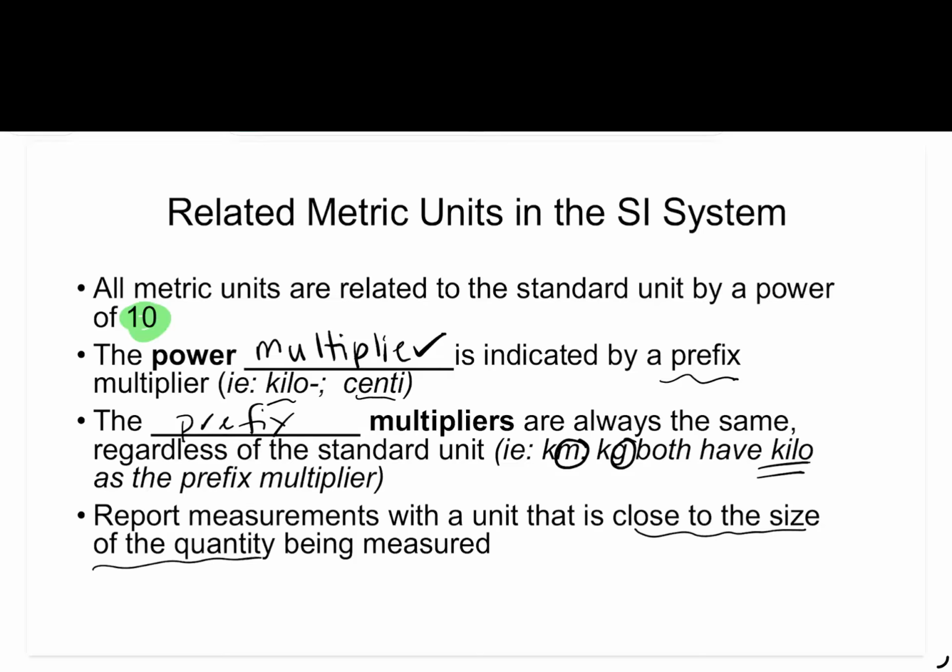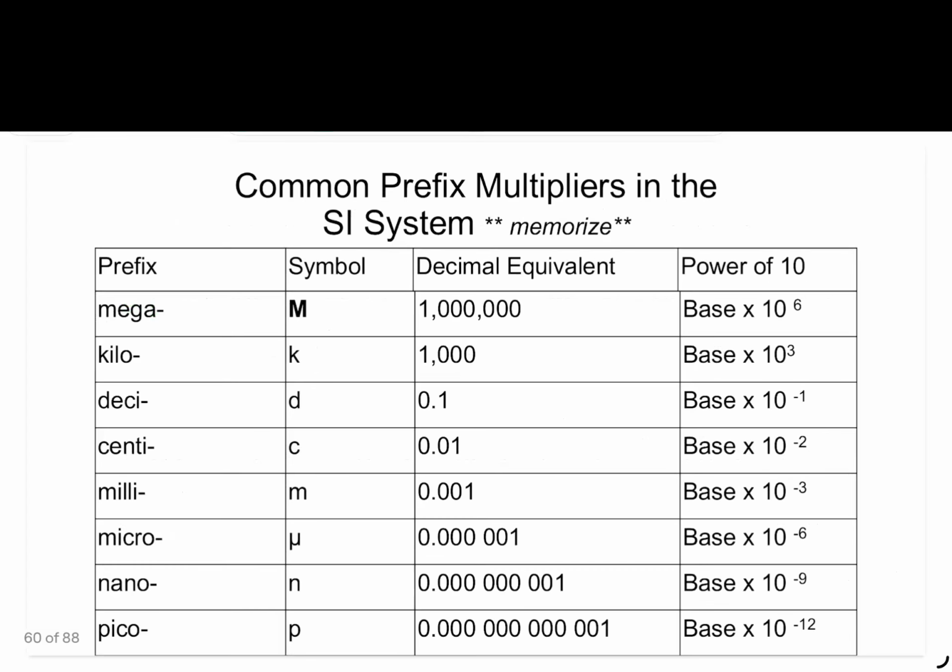So for instance, if I have something that measures 2,500 meters, I would write that as 2.5 kilometers. One of the things we'll cover is how to convert between units and then to understand the magnitude. So these are the common prefix multipliers in the SI system.